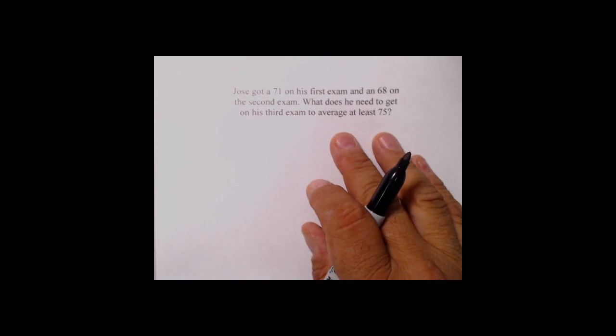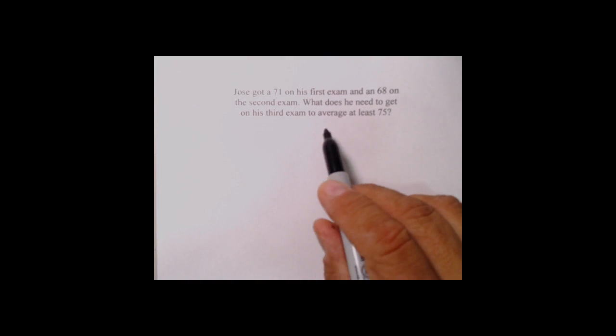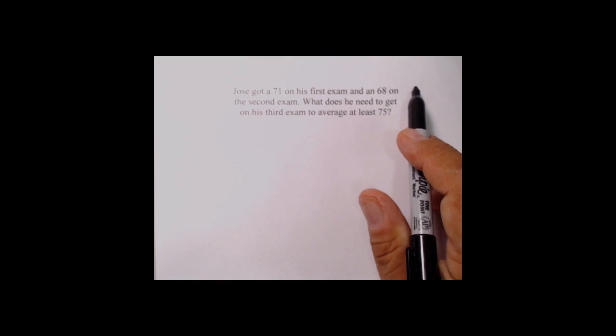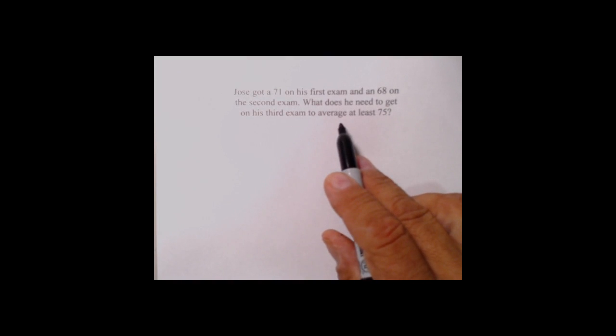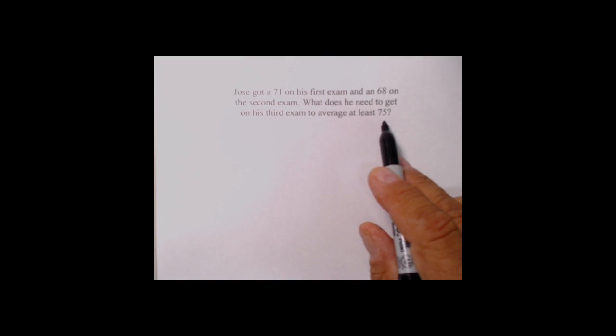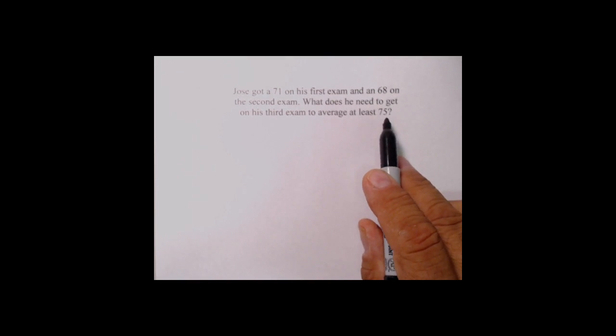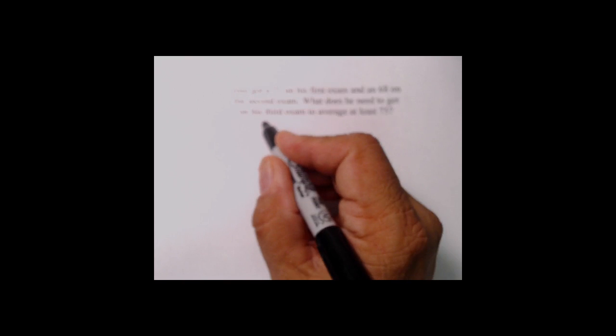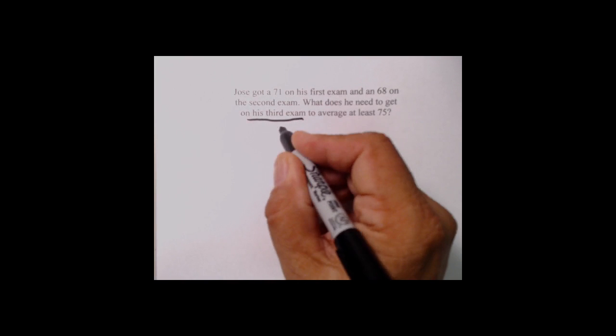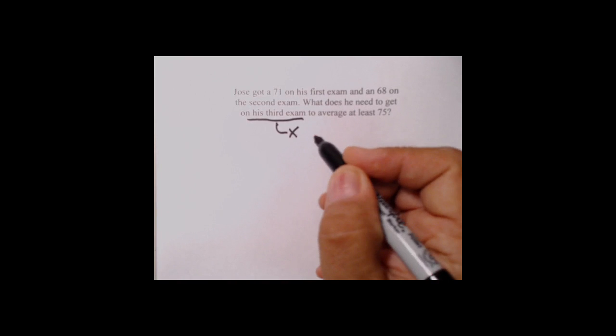Okay, one last example to take a look at here. Here we go. This one says Jose got a 71 on his first exam and a 68 on the second. What does he need to get on his third exam to average at least 75? Well, hopefully you remember how averages work out. Let's use our favorite variable here for his third exam. Let's say that's going to be X.